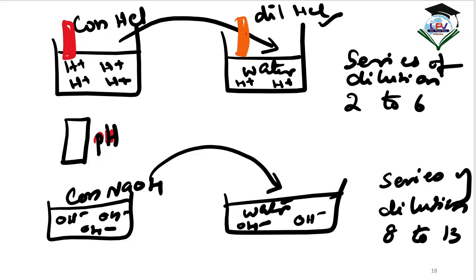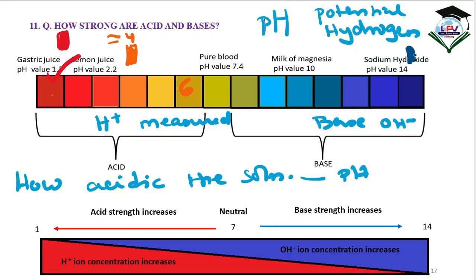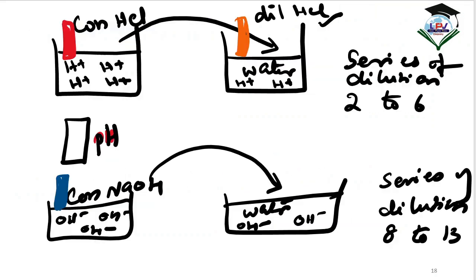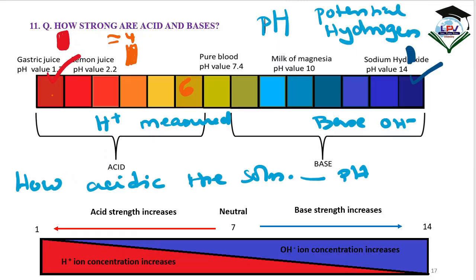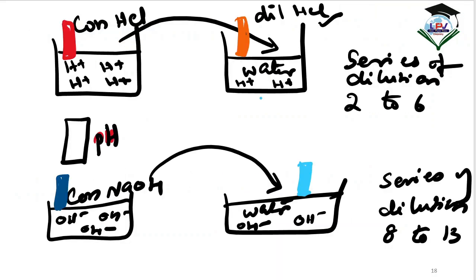Now take the pH strip and put it in this. What is the pH that you can find? The color changes to dark blue. So you can find that the pH is around 14. Now take a pH strip and put it in the dilute. You find the color as blue. Let me check what color it is. The pH is around 9. So students, this is how you can check the pH by using the pH chart and pH paper.